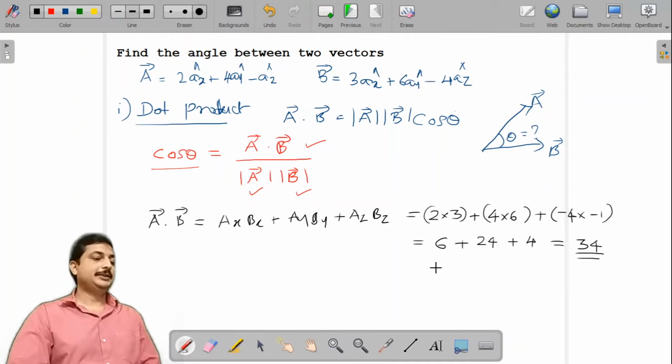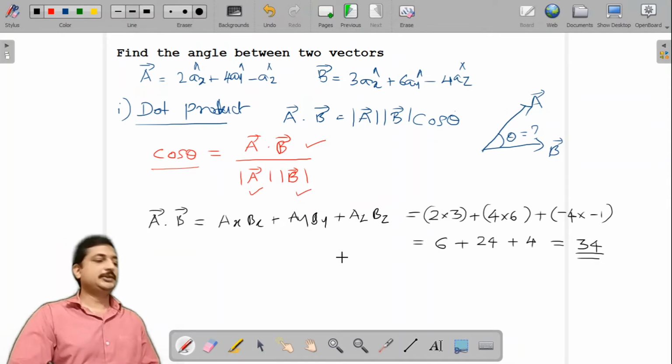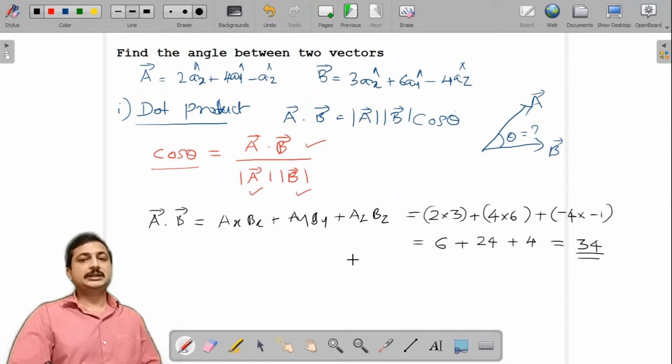You can use your calculator if you are not very good at even simple calculations. It has become a practice nowadays. Even if I ask you 6 plus 4, you will search for your calculator. But I prefer you to practice such simple mathematics. Ask your brain to do it. So 6 plus 24 plus 4 is 34. So I get the dot product A dot B as 34, a scalar value.